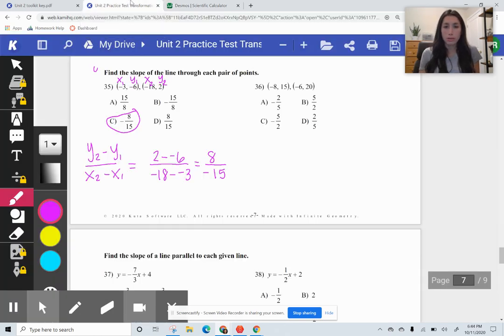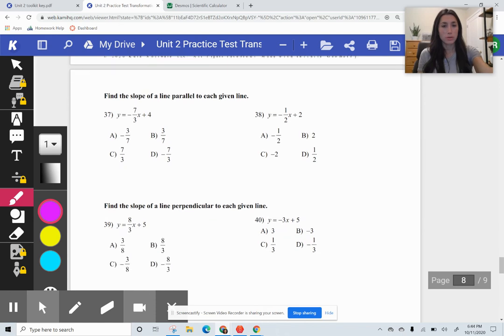Okay, take a moment. You're going to find the slope for question 36. All right, now we're on question 37.